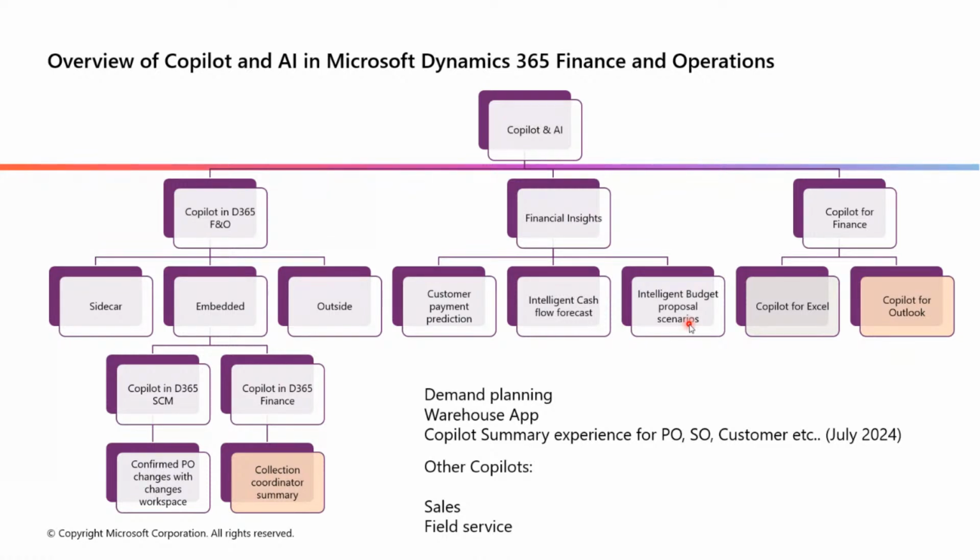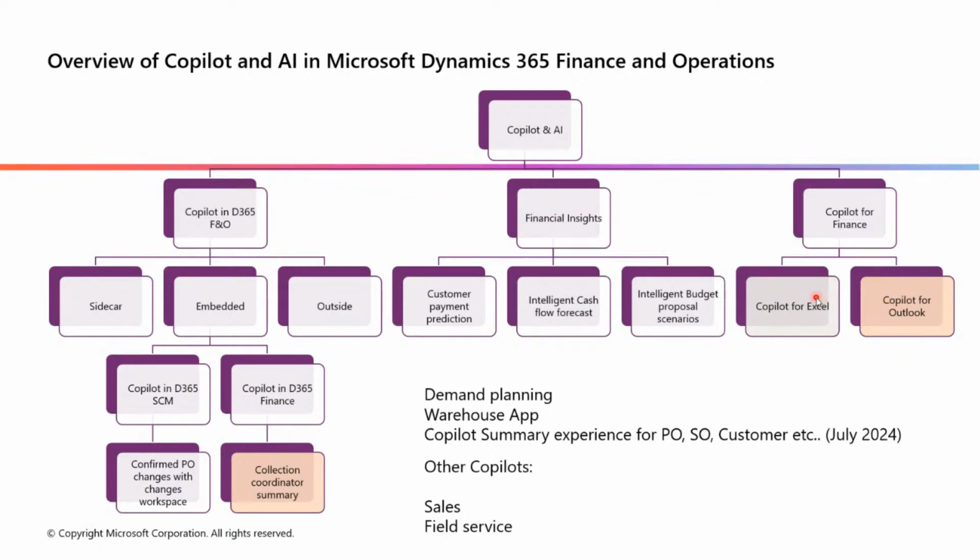Now, the third category which I have added here is the Copilot for Finance. Now, this is not part of D365 Finance and Operations, but I thought it's worth talking about this particular feature, because this is also integrated with your finance and operations, and it can help you to solve many use cases for the customers. Now, this has two key features as of now. The two key add-ins which are available: one is Copilot for Excel and one is Copilot for Outlook.